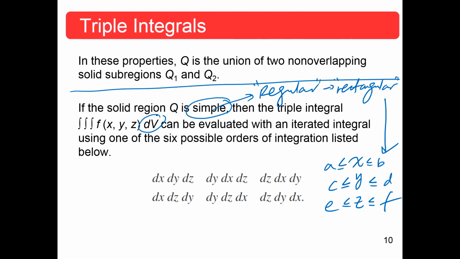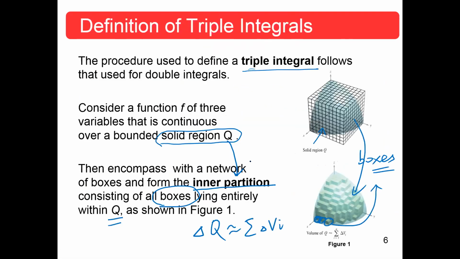Then for this dV, it doesn't matter how we do that. We can go dx, dy, dz, or we can do dy, dx, dz. There are 6 different ways for you to evaluate, and you should have the similar answer when the region Q is regular, rectangular, or simple. Okay. So this is kind of like similar to the one we just did in example 1.